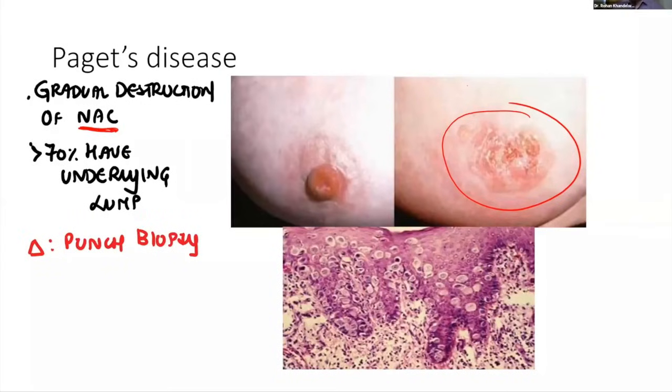Diagnosis will be by a punch biopsy. You will see Paget cells in the epidermis, and the management of Paget's disease is the management of the underlying lump.